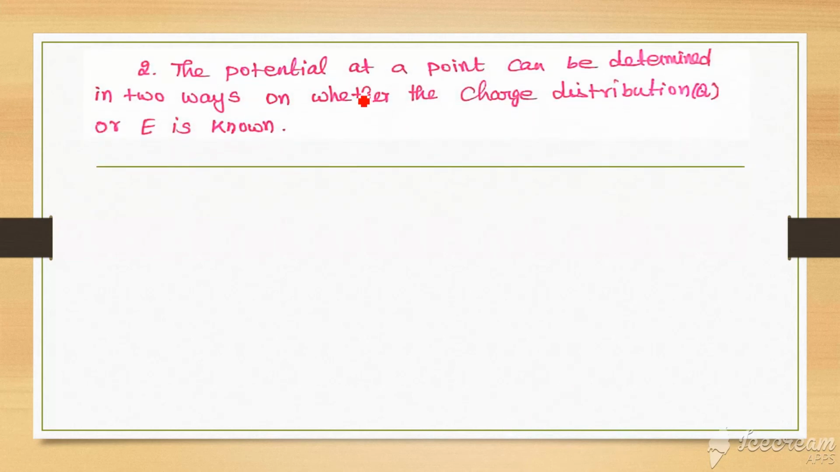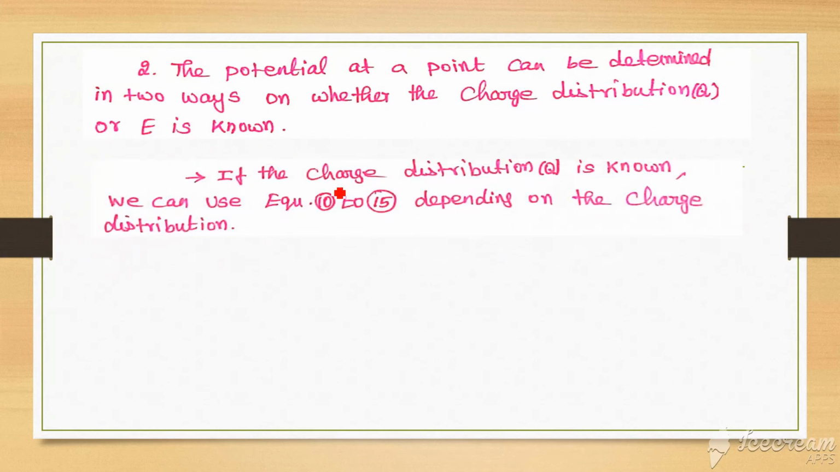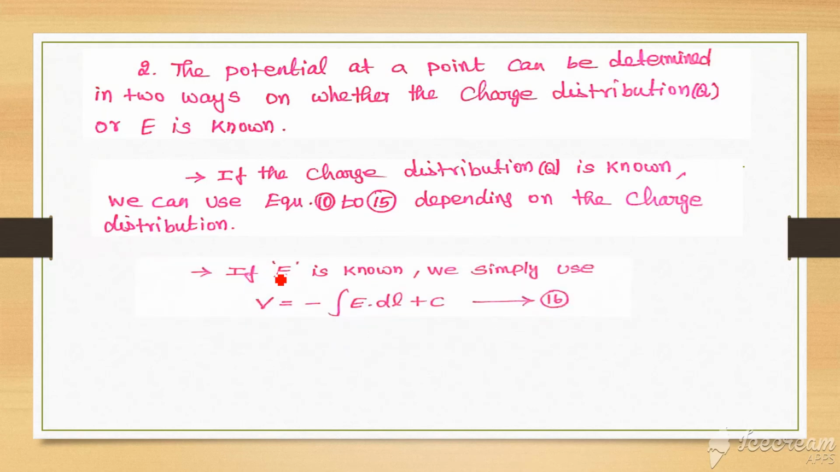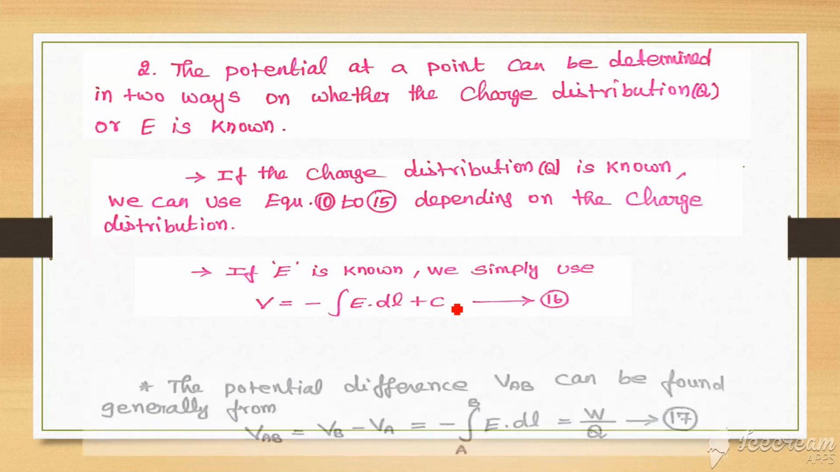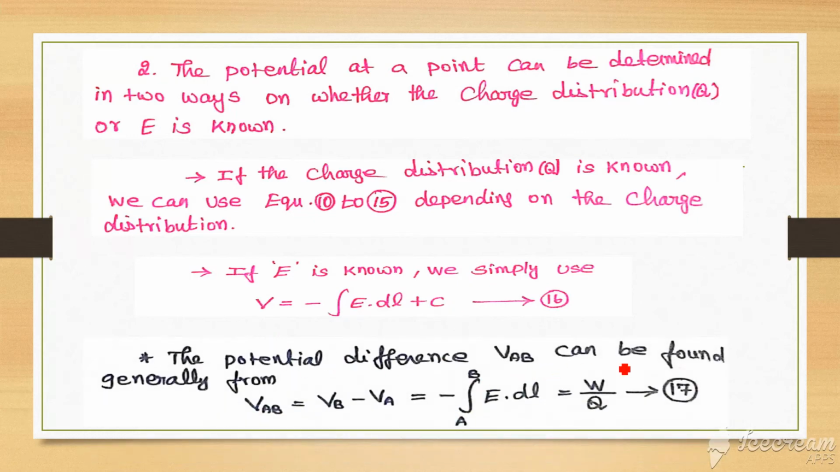Next, the potential at a point can be determined in two ways, depending on whether the charge distribution Q or E is known. If the charge distribution Q is known, we can use equations 10 to 15 depending on the type of charge distribution. If E is known, we simply use V is equal to minus integral E dot dl plus C. If the reference is at infinity, this C value is 0. The potential difference VAB can be found generally from VAB is equal to VB minus VA, is equal to minus integral E dot dl, is equal to W by Q. We already derived this expression.